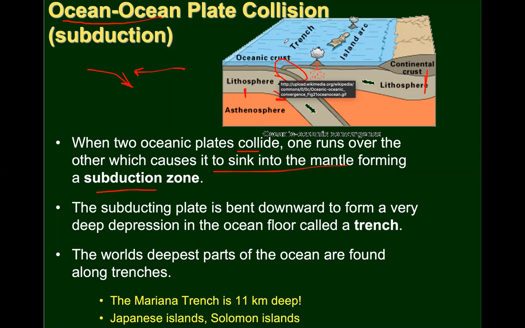Since it is a subduction, a trench forms because of the subduction zone. The subducting plate is bent downward to form a very deep depression. That depression is what the trench is called. For example, the Mariana Trench, the deepest trench we have in the Pacific Ocean, is a result of this type of tectonic activity.